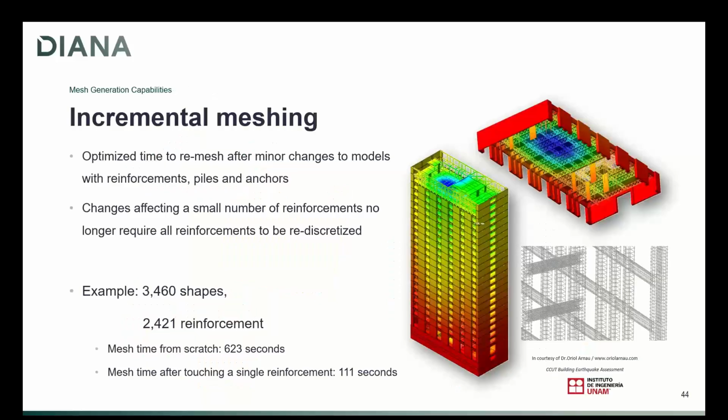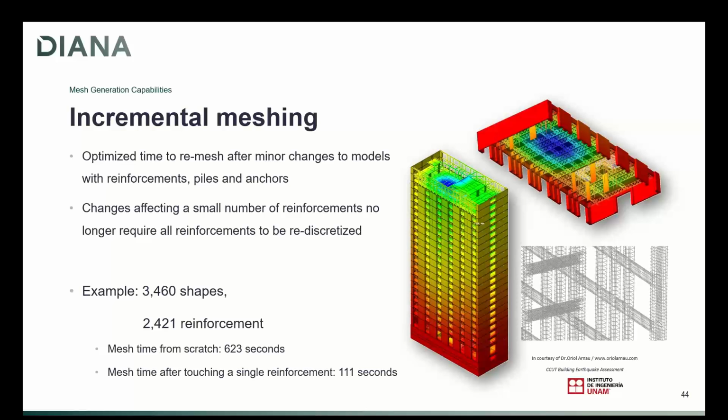Another powerful feature is incremental meshing. This is very interesting when you are dealing with complex models and you need to do some modification at the geometry level for any reason. Thanks to this incremental meshing, you don't need to remesh the whole model. Diana automatically remeshes only the geometry parts of your model that have been subjected to the modification. This way you can save a lot of time when your model is subjected to change.